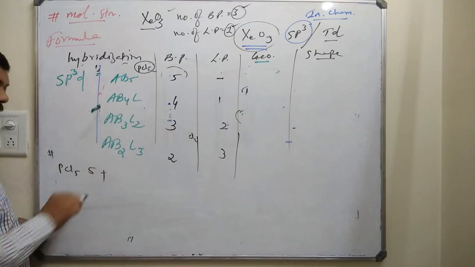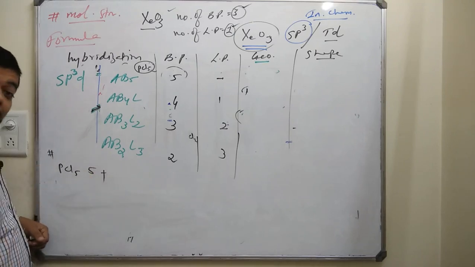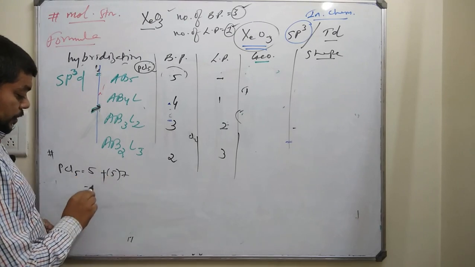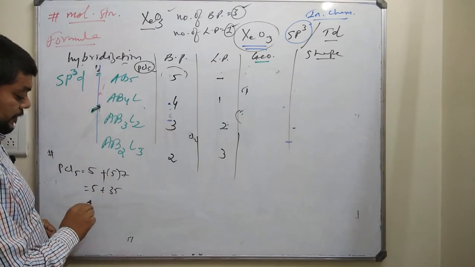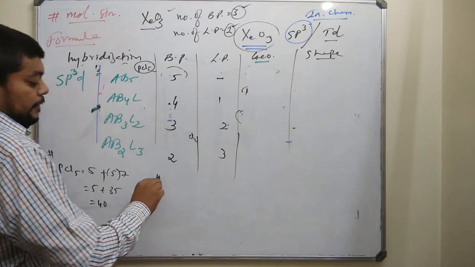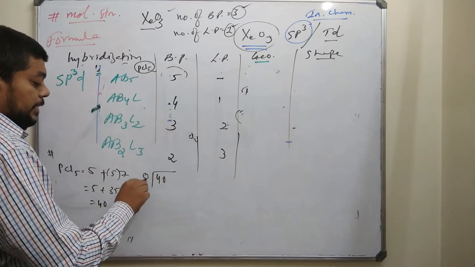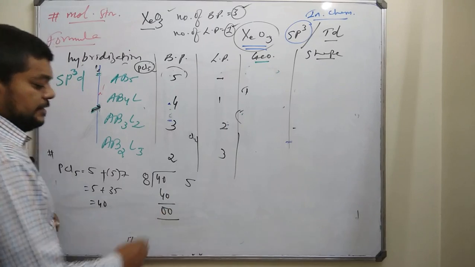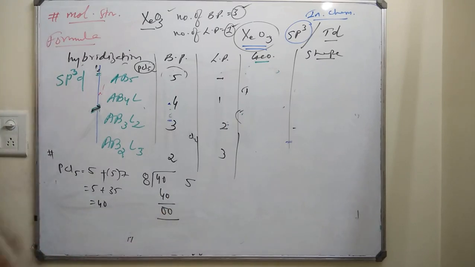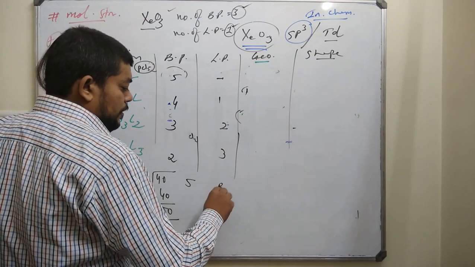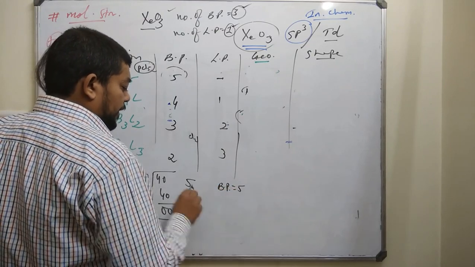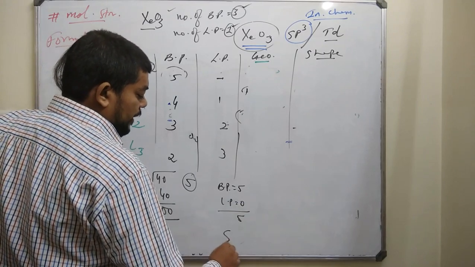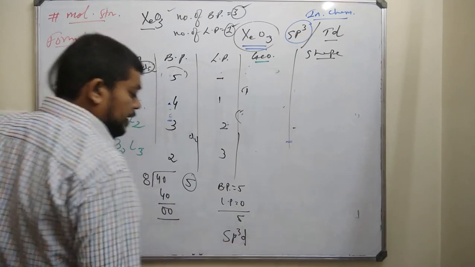Let us check. When I say PCl5, phosphorus has 5 valence electrons, 3s2 3p3. Each chlorine has 7, multiplied by 5. So it will be 5 plus 35. Friends, it is 40. So I will again divide by 8. So 8 5s are 40. Single step and the answer is 0. Whenever single step and the answer is 0, bond pairs are 5, lone pairs are 0, total is 5. So hybridization will be sp3d.